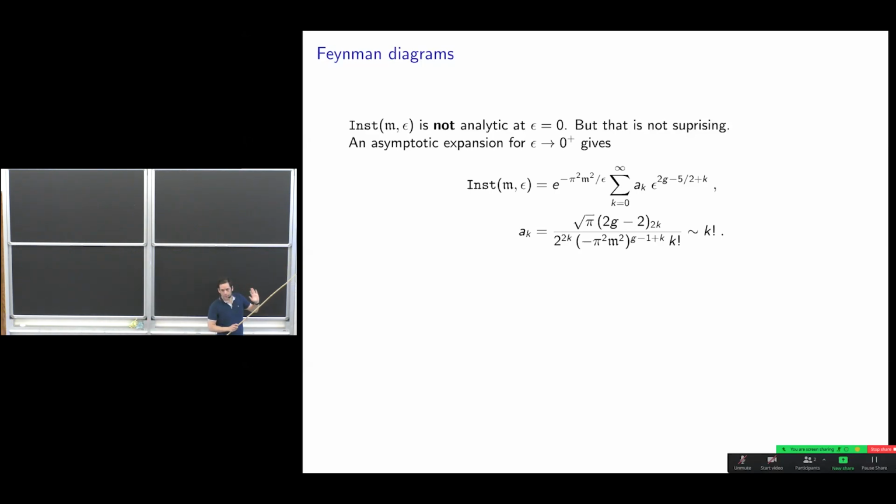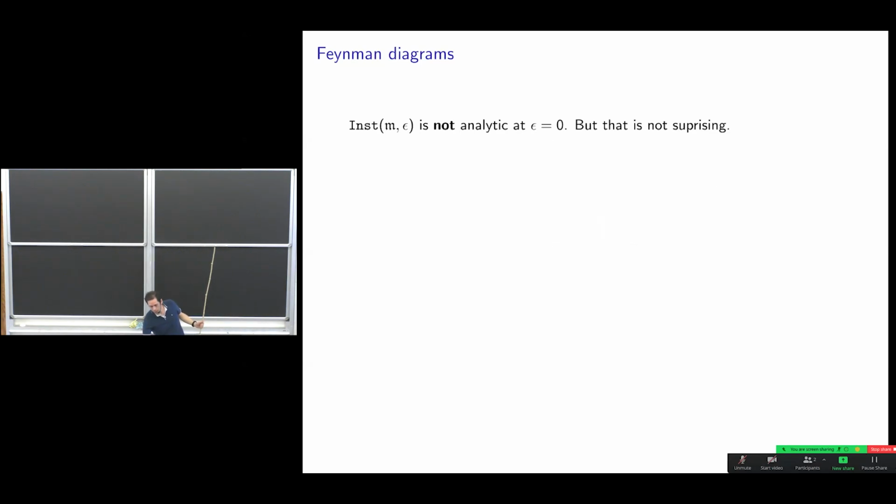This is an exact asymptotic expansion all the way up to k equal infinity. We have the expected exponential factor, and we have this infinite sum that is an asymptotic series because the coefficients scale factorially. So if you started from a Feynman diagram expansion, this is what you would get, and you would try to resum this to go back to the expression that we had here.